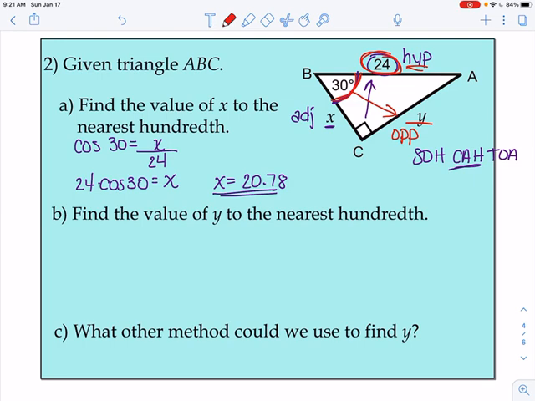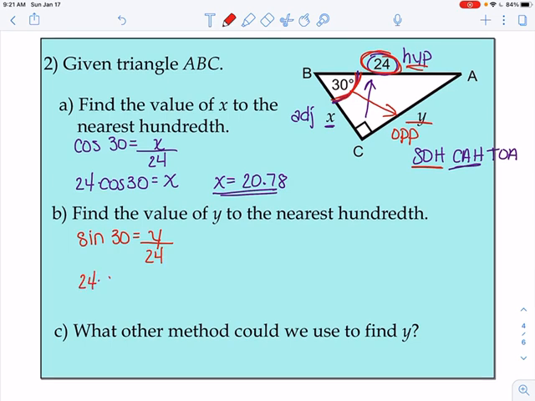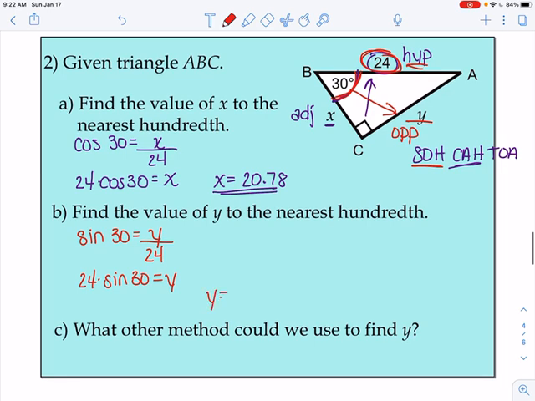So this time I have the opposite on the hypotenuse, which means we're going to use the sine. So we're going to do the sine of 30. The side opposite this time is y, and the hypotenuse is 24. So again, when I cross multiply, I'm going to have 24 times the sine of 30 equals y. So again, just plug that into the calculator, and you should be able to get an answer of 12.